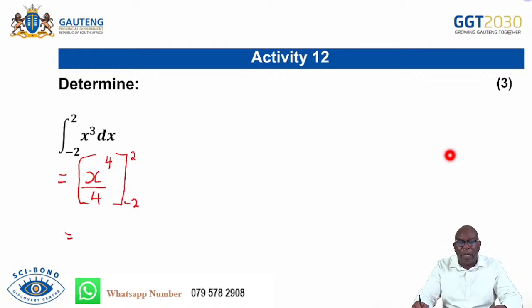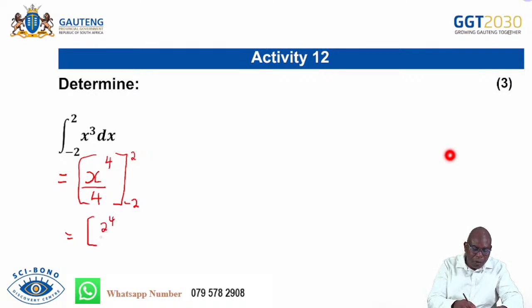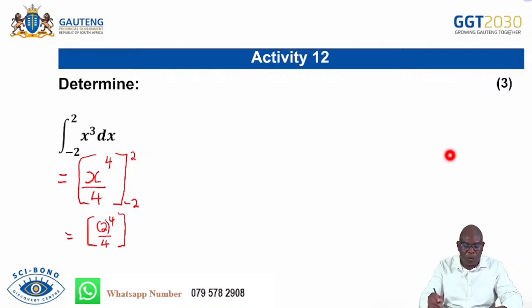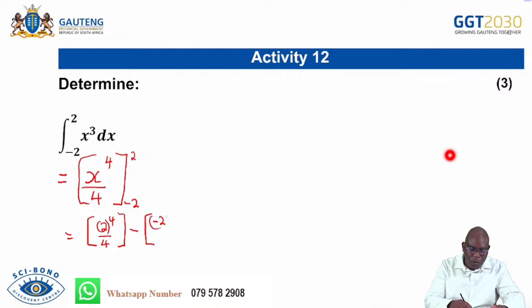So here, I'm already done with my upper limit and my lower limit. What should I do? I'm now going to substitute. Firstly, I must substitute by 2. So I'm going to have 2 to the power of 4 all over 4. I'm done with the 2. So I'm now going to substitute by negative 2. And I must put a minus, remember, because it's the upper minus the lower. So here I'm going to have my negative 2 to the power of 4 divided by 4.